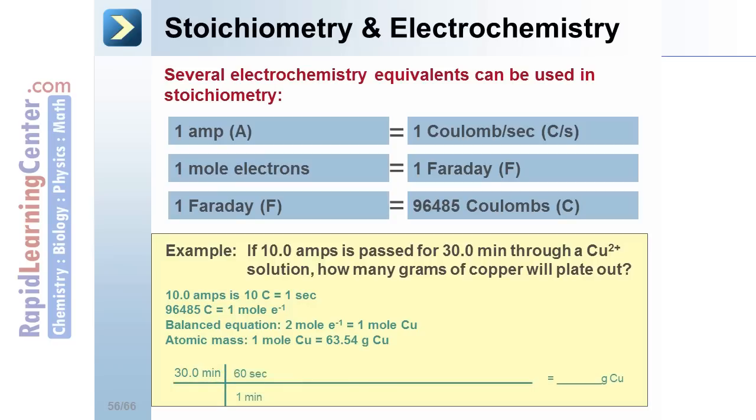First, we need to change minutes to seconds. Next, convert seconds to coulombs using the knowledge of 10 amps, 10 coulombs for 1 second. Next, coulombs can be converted to moles of electrons using the Faraday constant. Moles of electrons can be converted to moles of copper by using the balanced equation. And finally, moles of copper can be converted to grams of copper using the molar mass. The answer is 5.93 grams of copper.